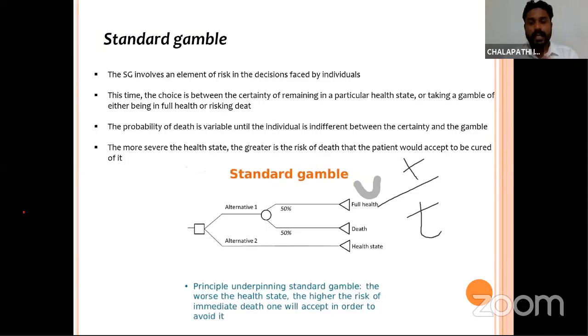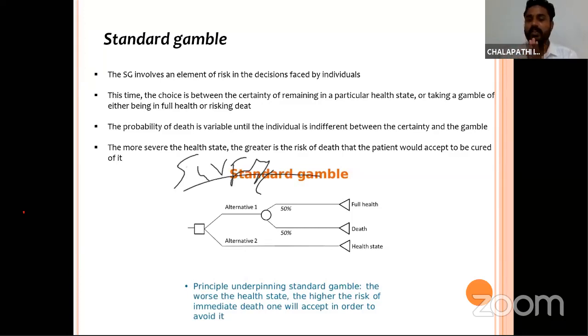Next slide is standard gamble. In a similar way, I'm giving similar alternatives. I'll say to the patient that I'll give you two options. First option, I will do a surgery. After doing the surgery, there is a 50% chance that you will die. The other 50% you will come back into complete health.